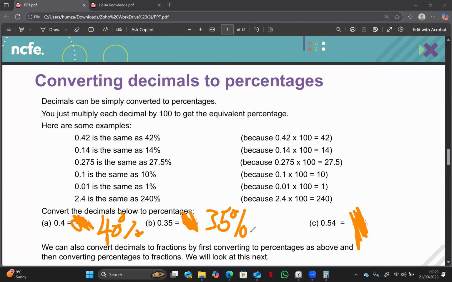0.54 multiplied by 100. Sorry, times 100. It's 54%. Exactly. Is that quite simple, guys? Yes, very simple. Cool. So the answers are what you guys said. Let me move on to the next one. That should be fine.